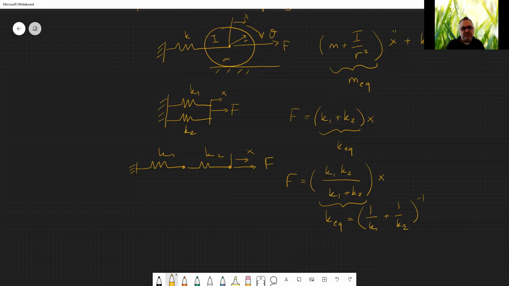So we can find the equivalent masses, equivalent springs, etc. of a system under these conditions. There might be more than one mass and spring in the system, so that we can find the equivalent quantities.